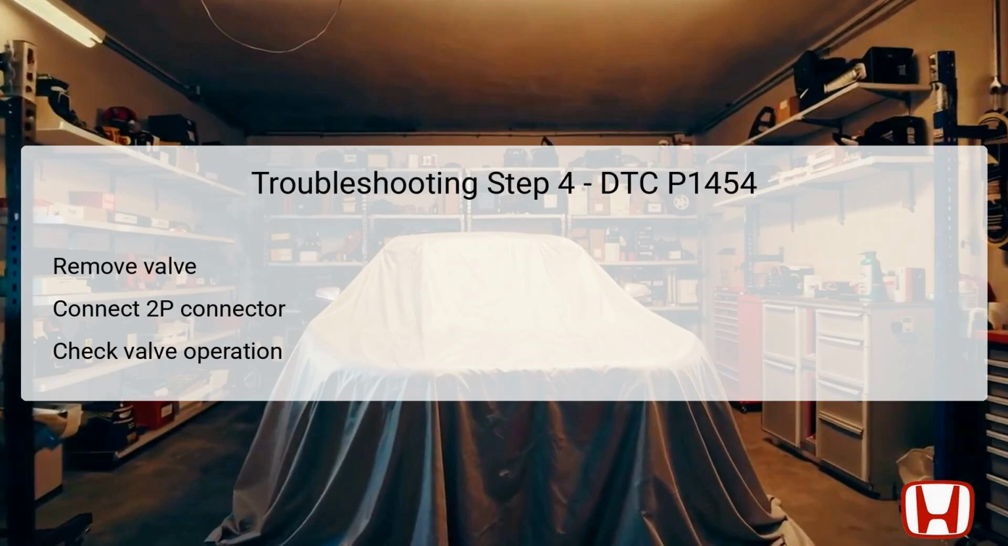Step 4 requires evaluating the operation of the evap canister vent shut valve. Begin by turning the vehicle to the off mode before removing the valve from its housing. Ensure the valve remains connected to its respective 2P connector. After reconnection, turn the vehicle to the on position and use the HDS to select the evap test within the inspection menu. Perform the single solenoid action with the HDS to activate the valve and observe its operation closely.